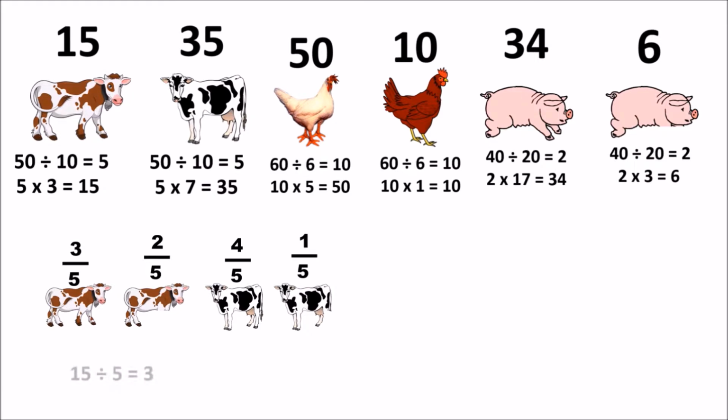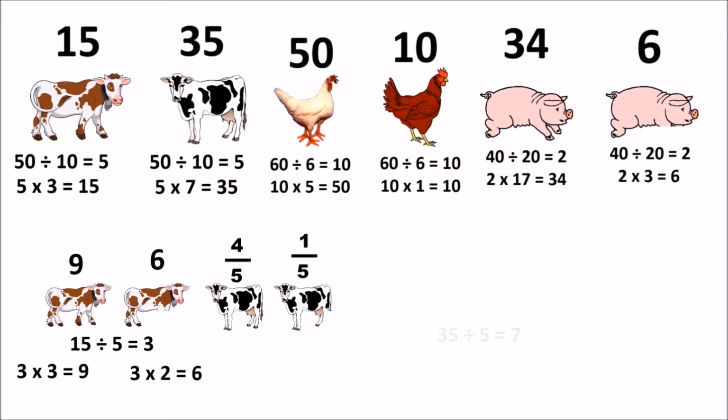So 15 divided by 5 equals 3. So 3 times 3 equals 9. So there are 9 brown 4-legged cows. Then 3 times 2 equals 6. So there are 6 2-legged brown cows.